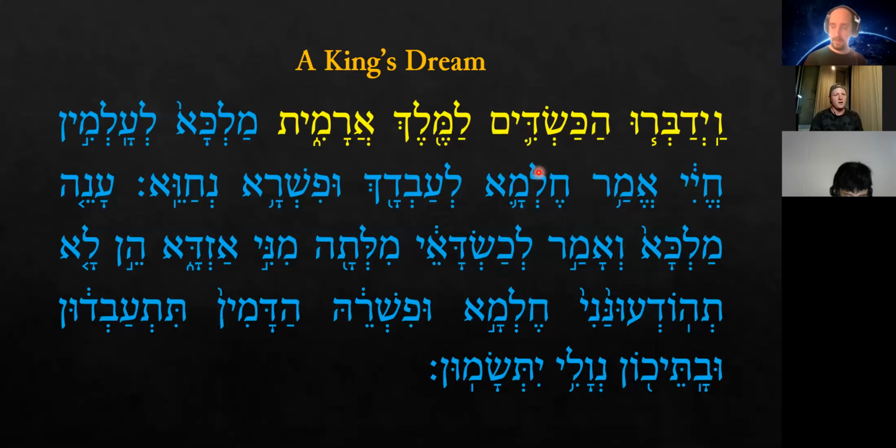Cheye, emar chelma lavdach ufishra nichave. Daniel chapter 4 verse 3, Jonathan, beginning with Ane. This is a participle, as is Amar. Ane and Amar are participles. That's neat. You start talking and it says you're muted if you're paying attention. Oh, I clicked on it and it said, ask to unmute.